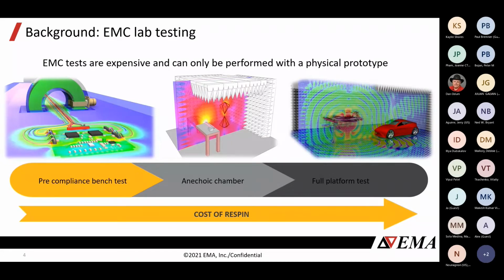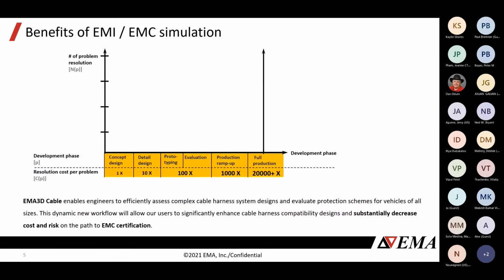So we can use EMA3D Cable for pre-compliance analysis. We can look at individual components of our device, and we can predict the full device EMC performance. We can predict how it will perform in the chamber. And finally, we can also do full platform tests. So if the electronics are, say, installed in a vehicle, then we have the ability to consider the vehicle and structures in a cost-effective way.